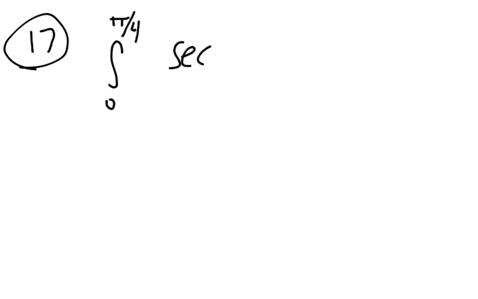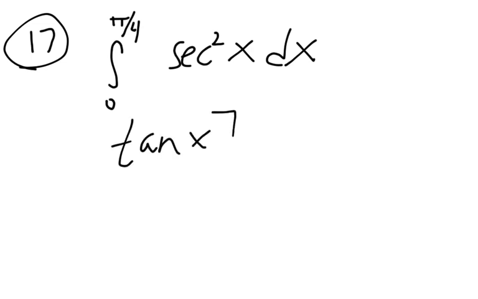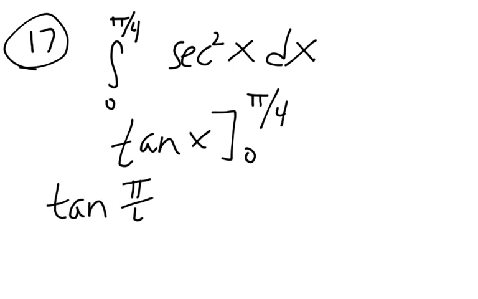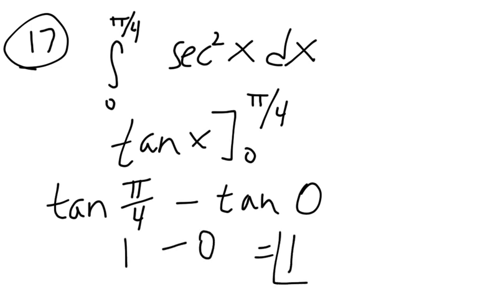Alright, 17. How about the integral from 0 to pi over 4 of the secant squared of x dx? Well, the integral of the secant squared of x is the tangent of x, and we're going to evaluate this from 0 to pi over 4. So that means I'm going to take the tangent, plug in my upper limit, pi over 4, minus the tangent with my lower limit plugged in, 0, which is going to be 1 minus 0, which equals 1.